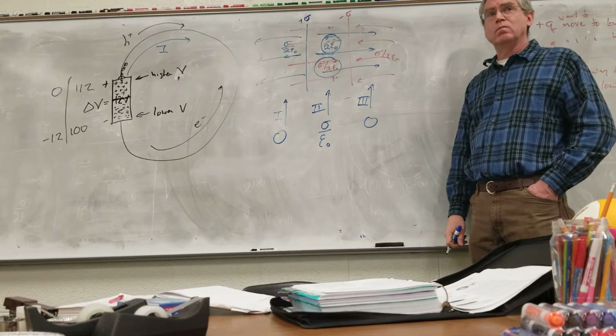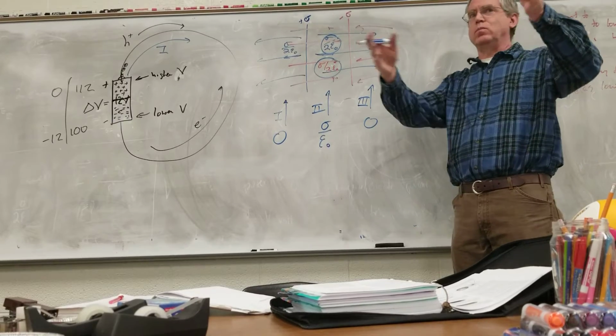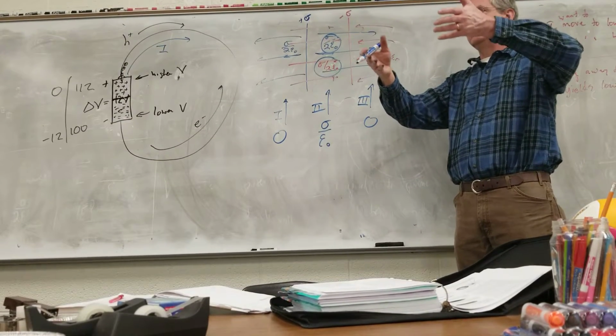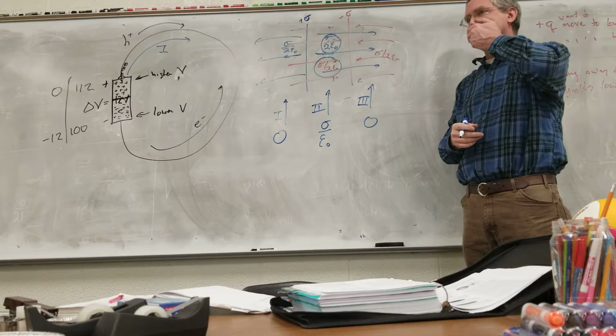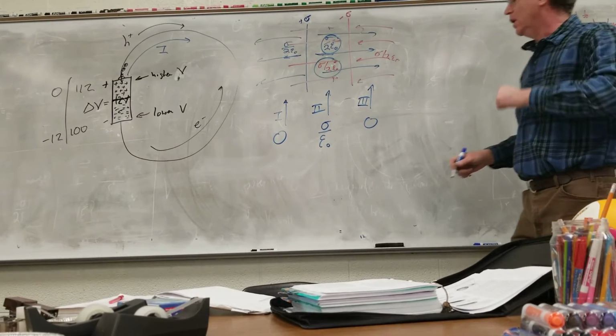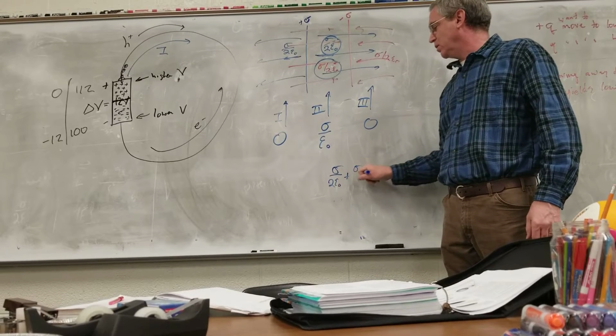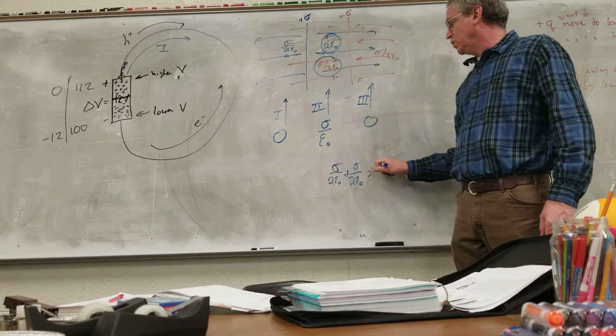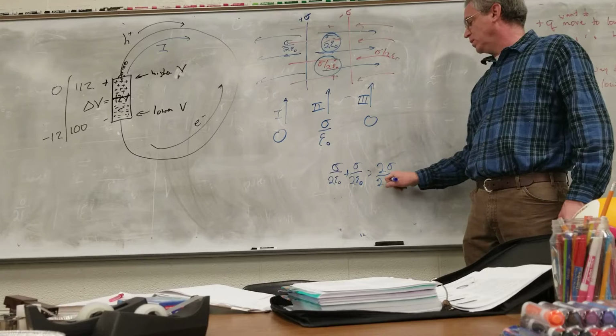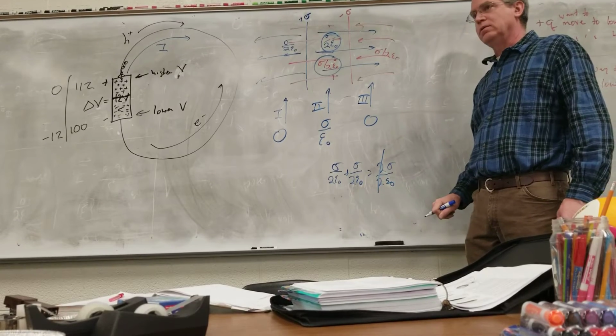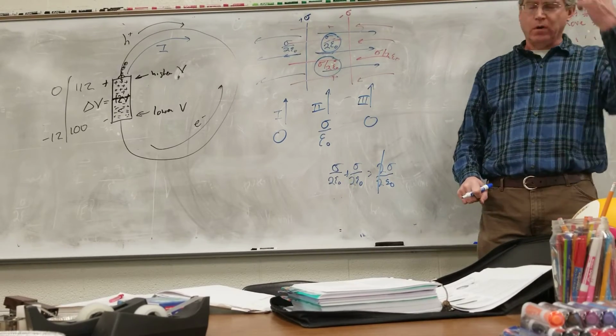Jalissa, why did you get rid of the two, or if you're adding it up, why did it become one? When you add it, you got sigma over 2 epsilon sub naught plus sigma over 2 epsilon sub naught, which is 2 sigma over 2 epsilon sub naught. The 2's cancel. That was my question. Okay.